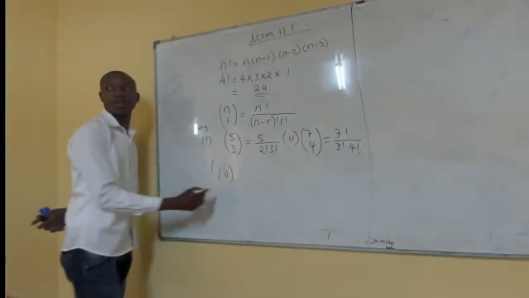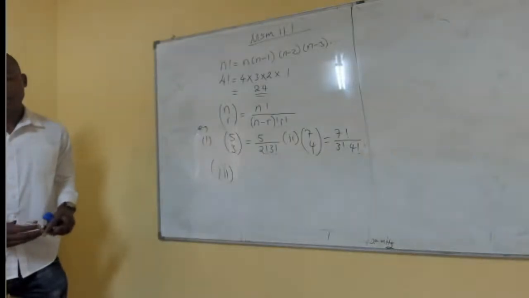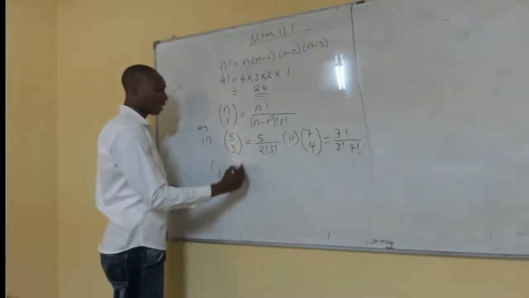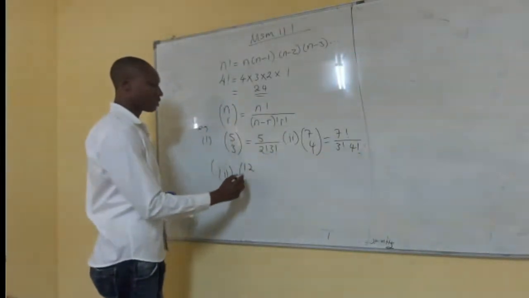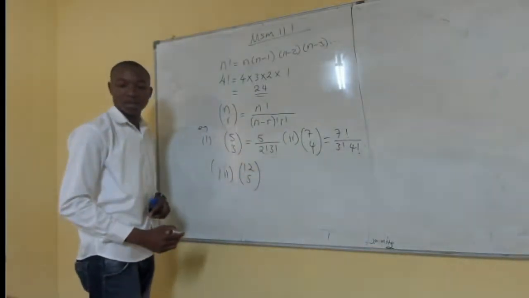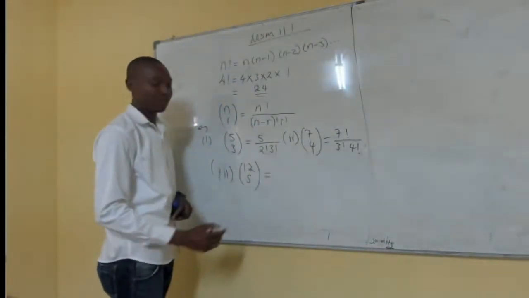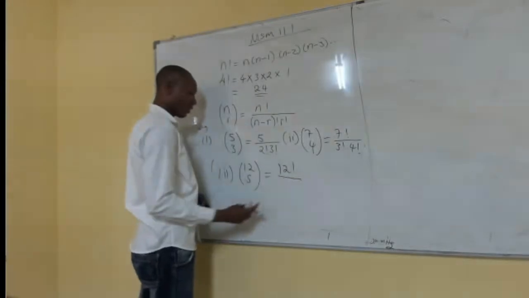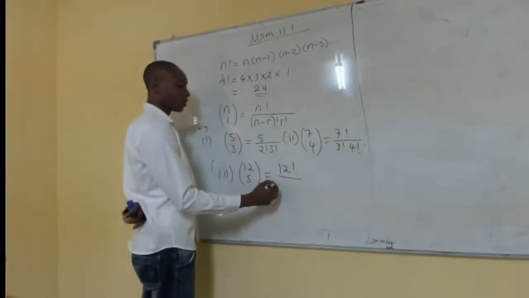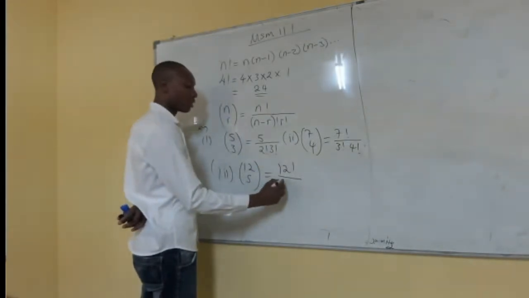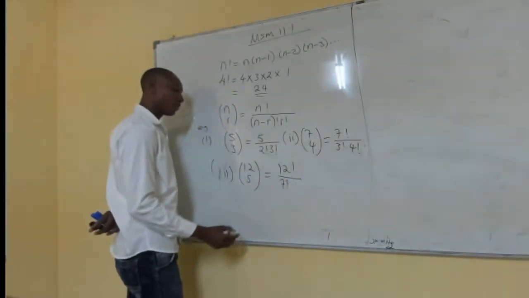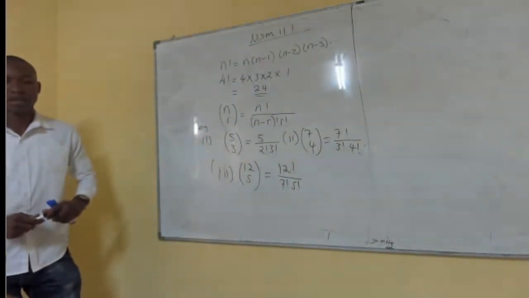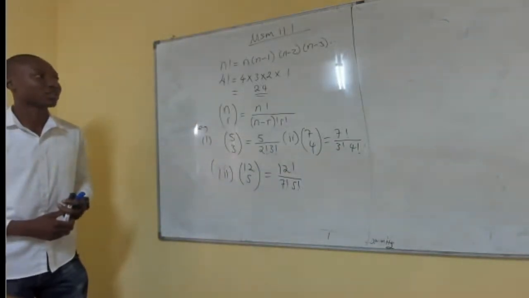Let's consider example 3. Let's pick a bigger number. Let's say 12 choose 5. 12 choose 5 will actually be 12 factorial, because n is 12, over n minus r, 12 minus 5, which is what? 7 factorial, then 5 factorial. Okay, so that's how you go about those questions.